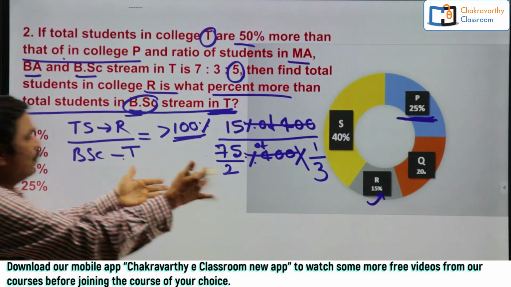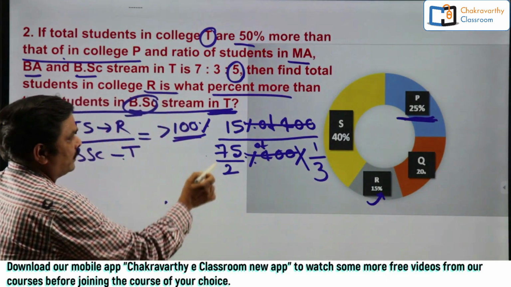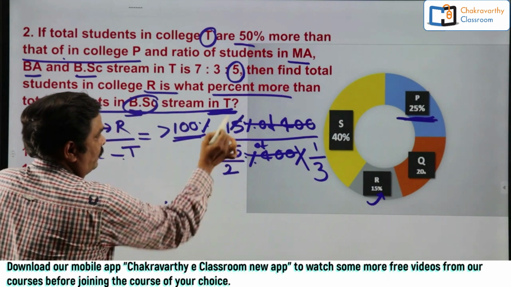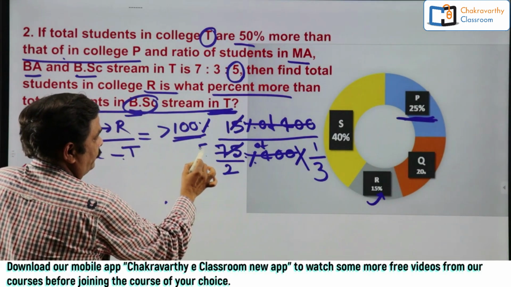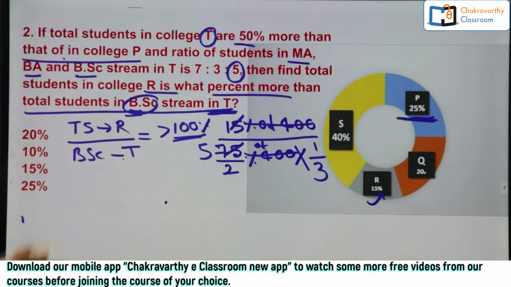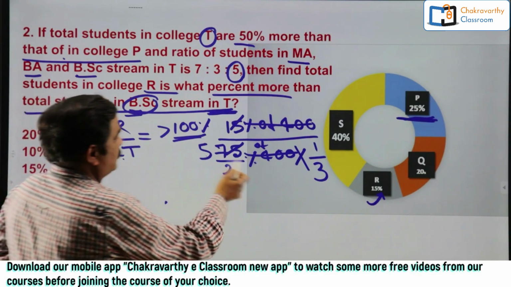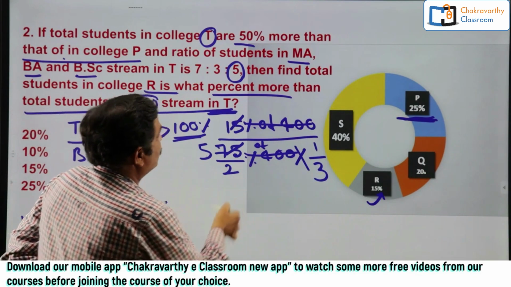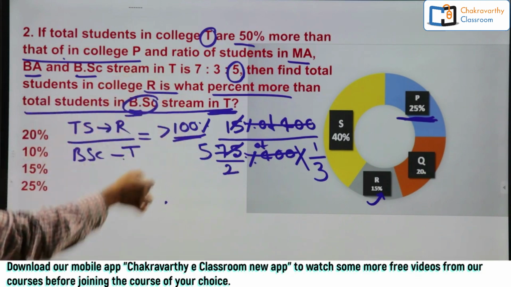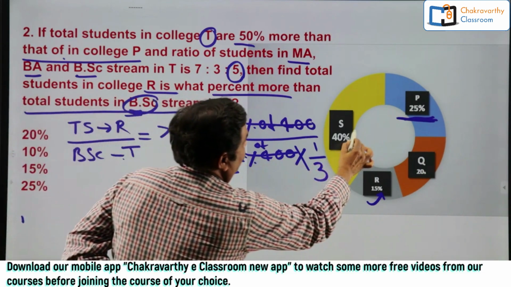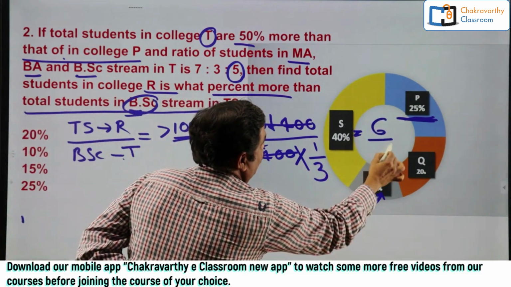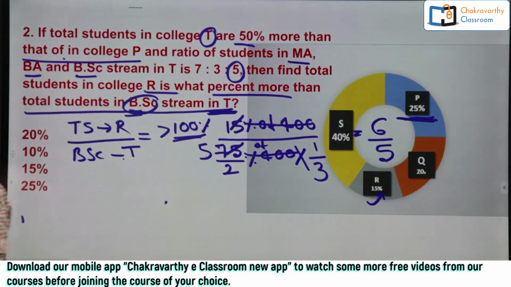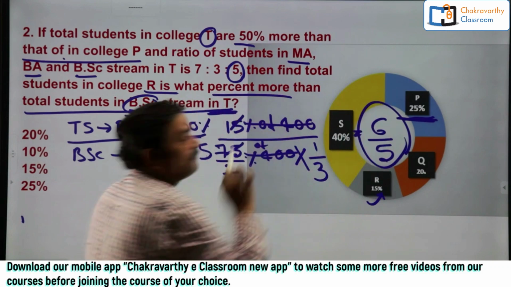Okay, now quickly go for the simplification here. What is the simplification here? So this is 15 ones, 15 fives. It's 5 by 2. Okay, now the final is 5 by 3 into 2, this is 6, 5 by 6. So that will become 6 by 5. I am writing here. Finally, this is 6 by 5. Have you understood this one? Simple, students. Now here, total students in T by BSc stream students in T is equal to 6 by 5.